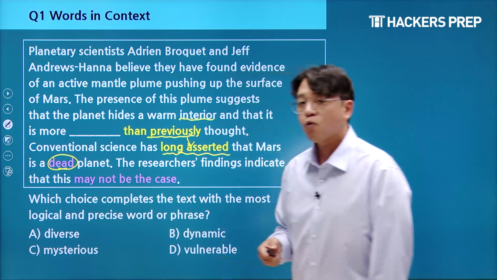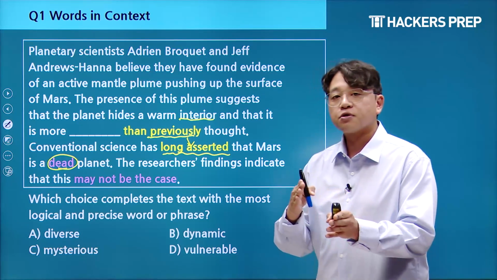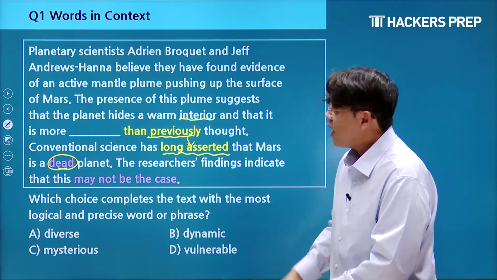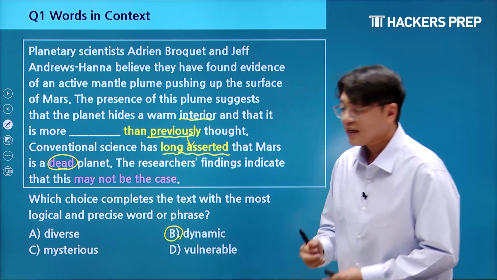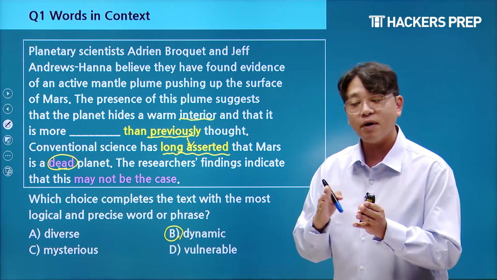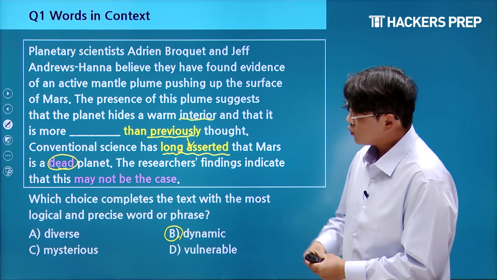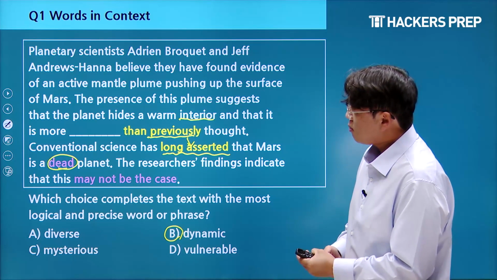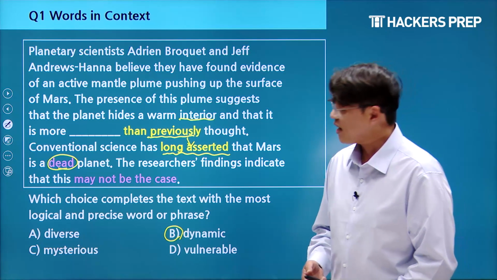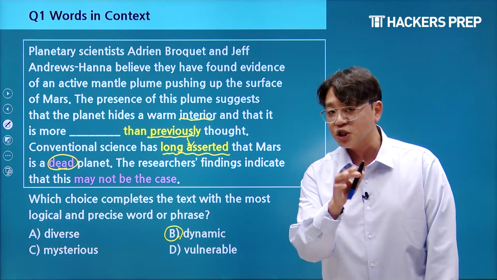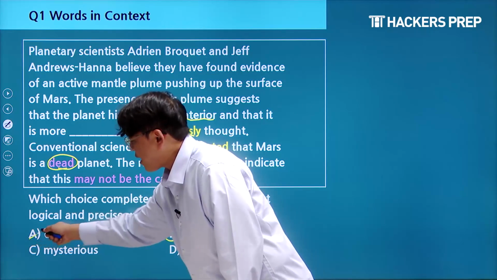All right, so we're looking for a word that would stand in opposition to the word dead. So which word can be used to describe the interior state of Mars, and that's also opposite to the word dead? The word would be dynamic, right? Because the word dynamic is characterized by a constant movement or a changing state of things. What about other words? Diverse, mysterious, or vulnerable. A word has to describe the interior state of Mars. So the word diverse, unless it's talking about the composition of the inner portions of Mars, would not be idiomatic within this context.